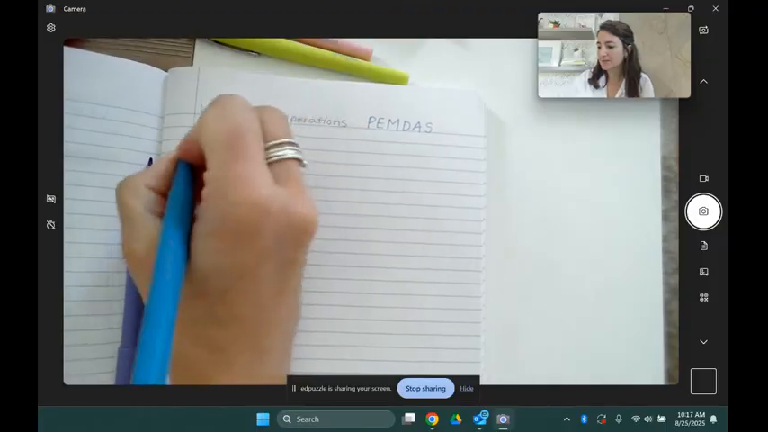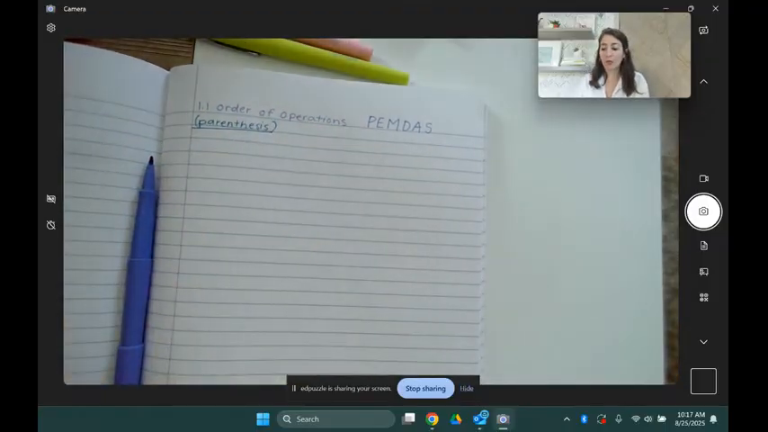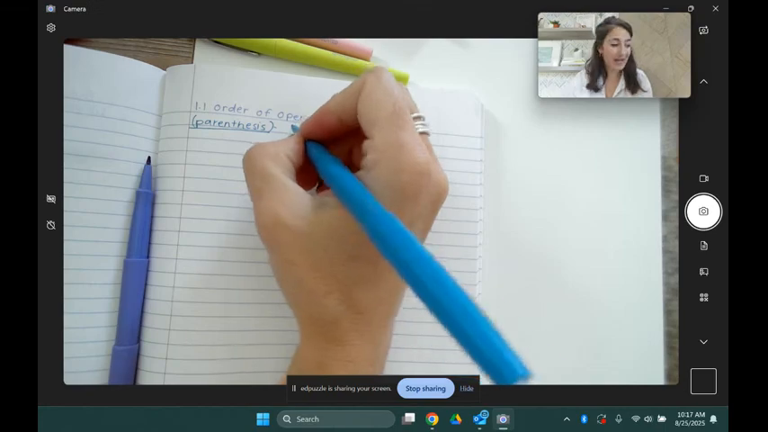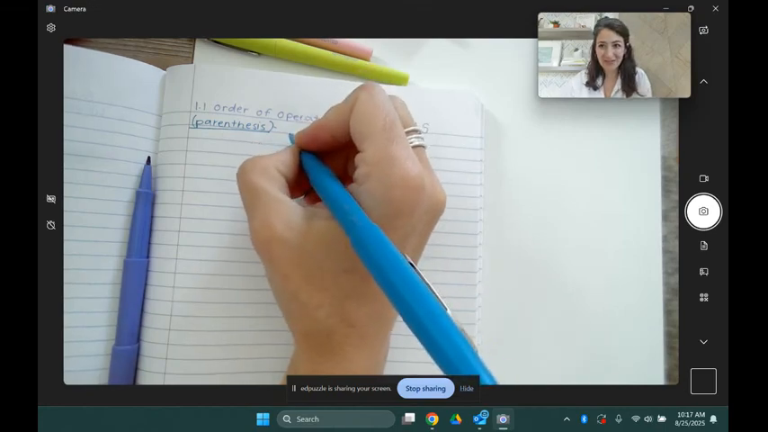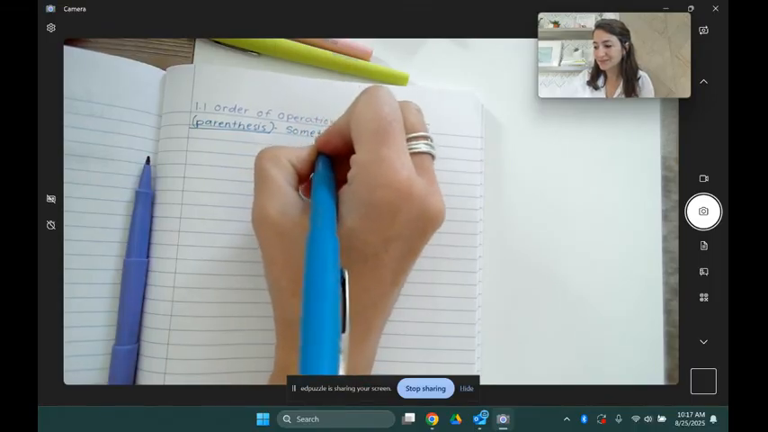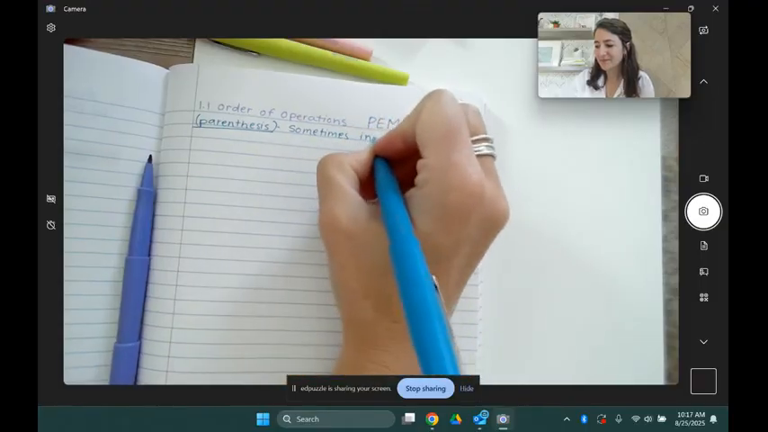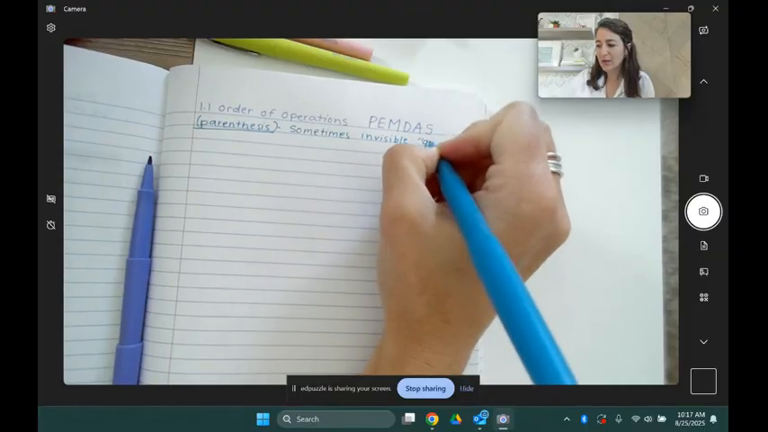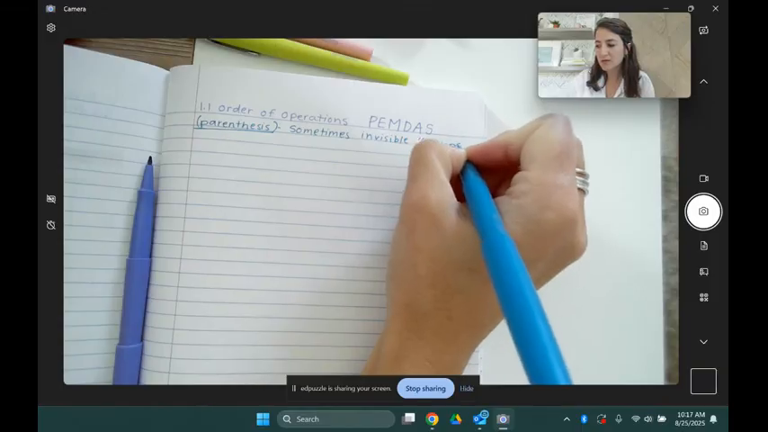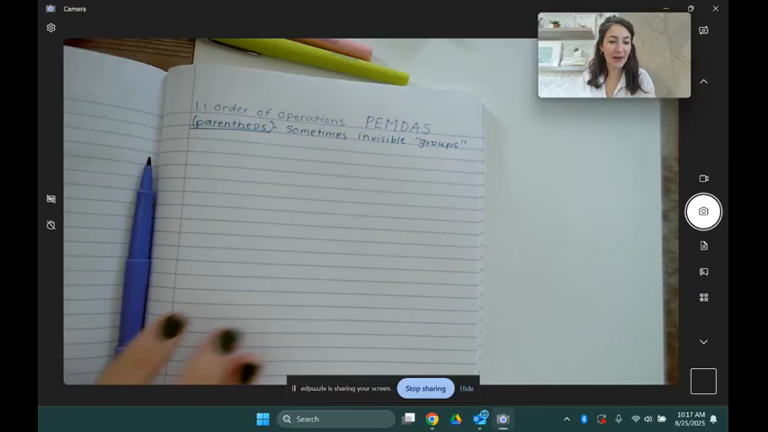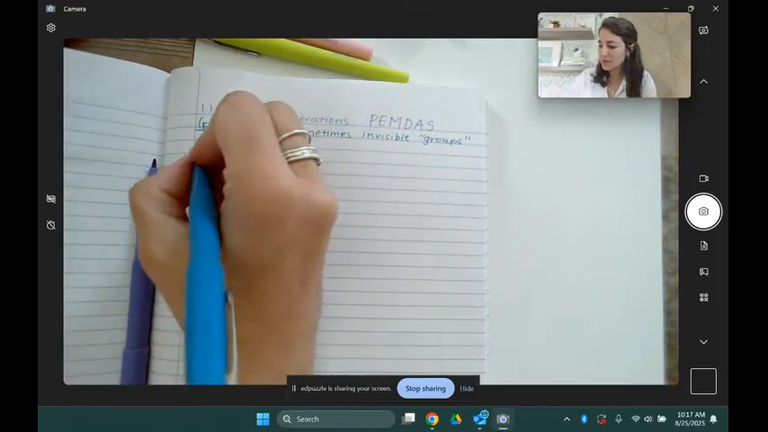Parentheses look like that. But what I kind of want to talk about with intermediate algebra today is the times when these parentheses are invisible. They're going to be sometimes invisible. And when they're invisible, I like to call them groups instead of parentheses because they're not physically parentheses. They're just groups of numbers that we're going to take a look at first. Okay, so here's a couple examples of that.